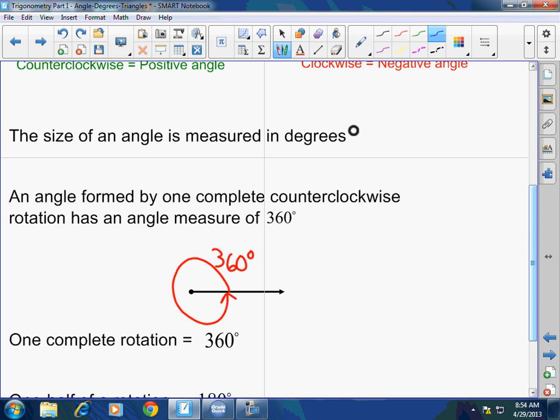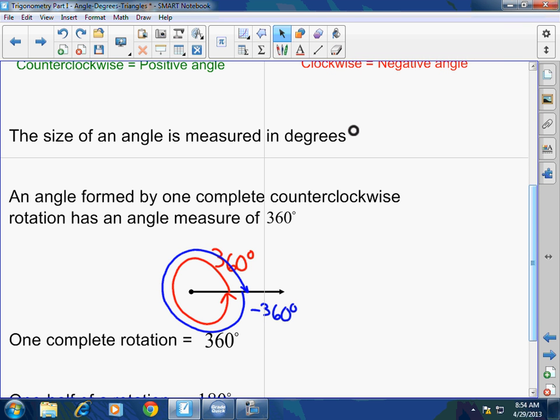If I were to go negative, we're going to do that in blue. I went one full rotation, then I would have gone negative 360 degrees. Counterclockwise, positive. Clockwise, negative. I know it's counterintuitive. I know it is. I'm sorry. It does confuse people, but that's the way it is.